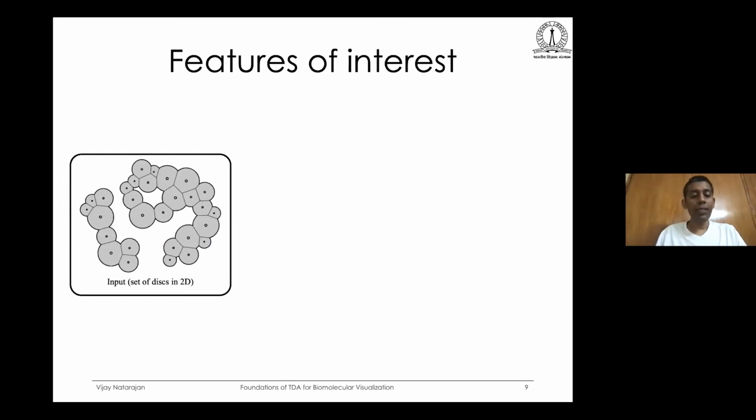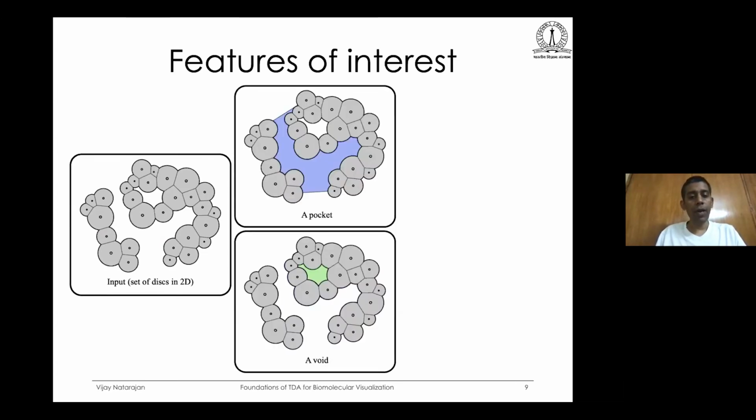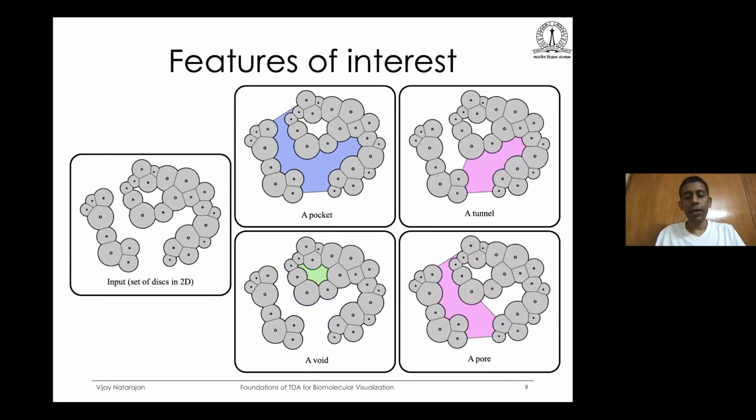The alpha complex helps us both represent and compute these features of interest. Going back to the set of disks, a pocket or a void can be captured by studying the complementary space, this, the complement to the space occupied by the union of disks. The tunnel and the pore can be represented. The pore is the channel through which ions could pass through. These can also be represented by studying the complementary space.